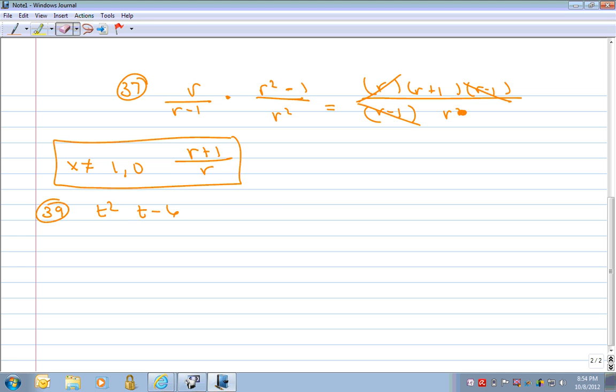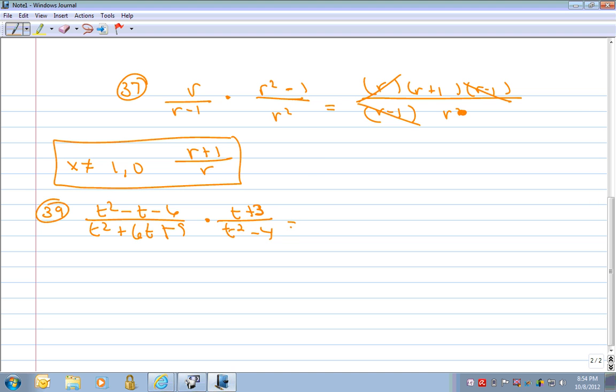Looks like it's t squared minus t minus 6 over t squared plus 6t plus 9. And in this case, we're going to multiply again with t plus 3 over t squared minus 4. This is all coming right out of your book. It's the pre-assessment worksheet I gave you the other day.